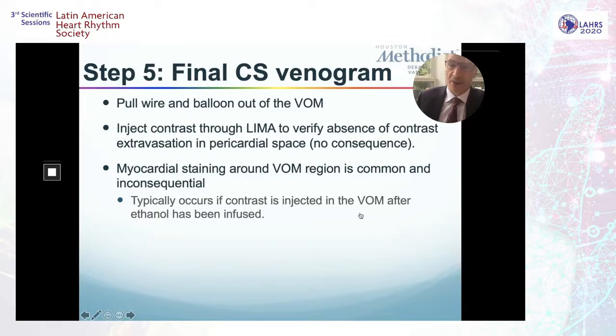That's happened to me once or twice, but it's usually of no consequence, although there are reports of significant pericardial effusions in the literature. Myocardial staining around the vein of Marshall region is common and is typically inconsequential. And it actually means that there's going to be a therapeutic effect because the alcohol is going where the contrast is going. If you see myocardial staining, that means that you have myocardial delivery of ethanol.